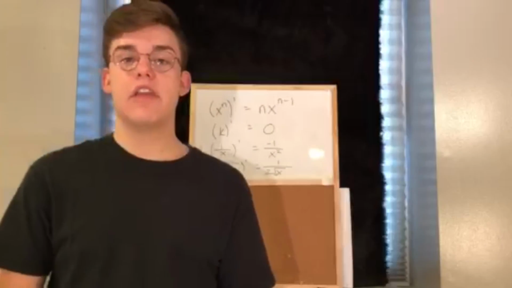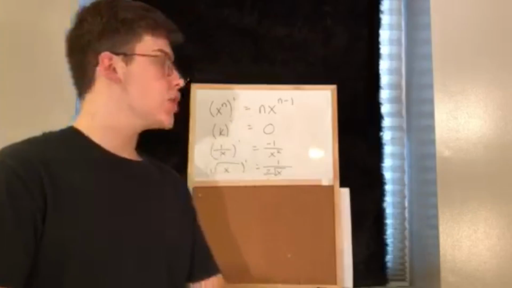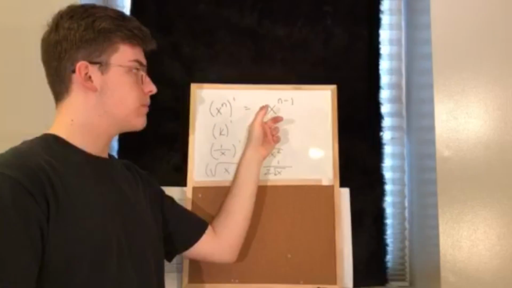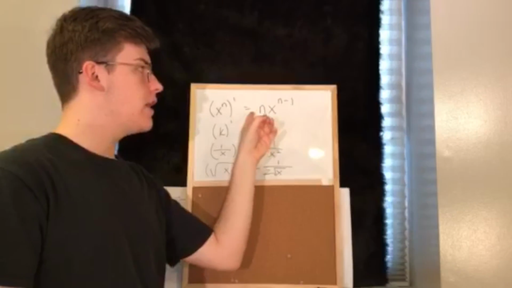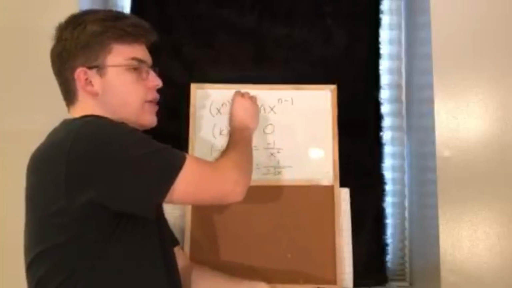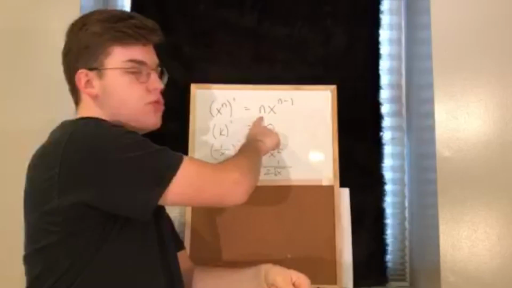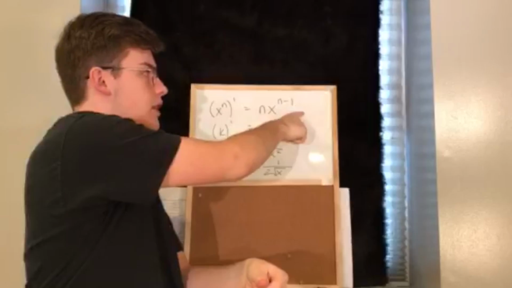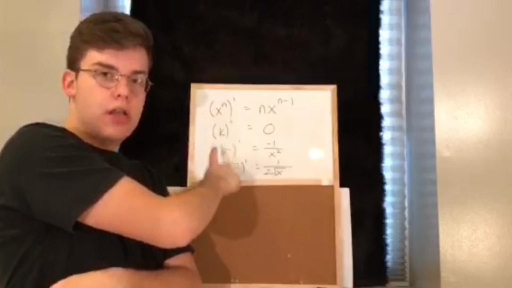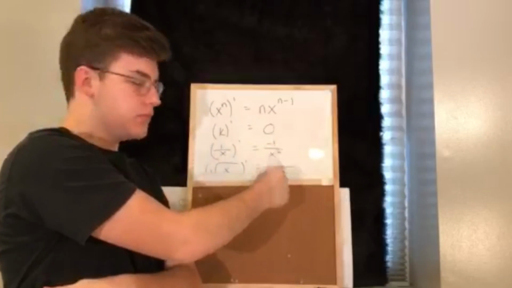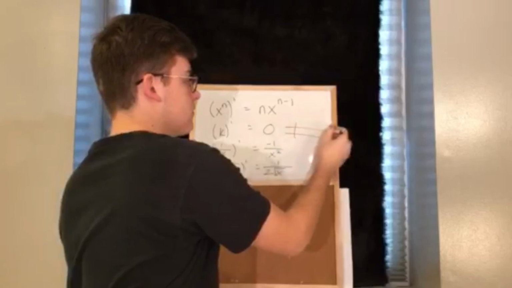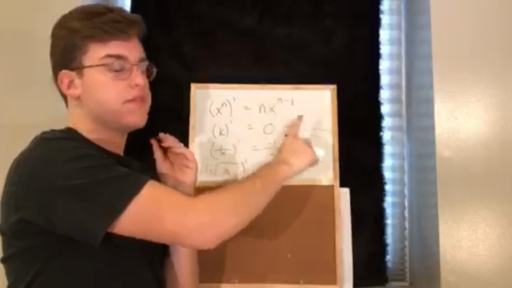So here we have the very basic derivative rules. The most vital rule you need to know is (x^n)' equals n times x to the n minus 1. Essentially, you're bringing down your exponent, so that is your new coefficient, and then your new exponent is your original exponent minus 1. K, a constant, has a derivative of 0, because if you graph a constant, it never changes, so the rate of change is 0.